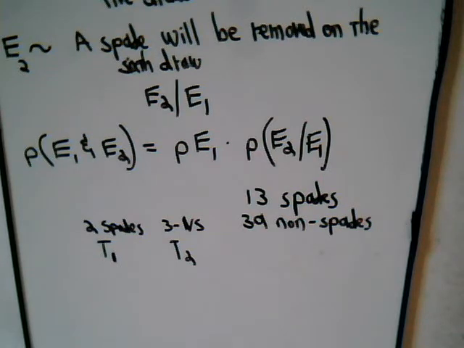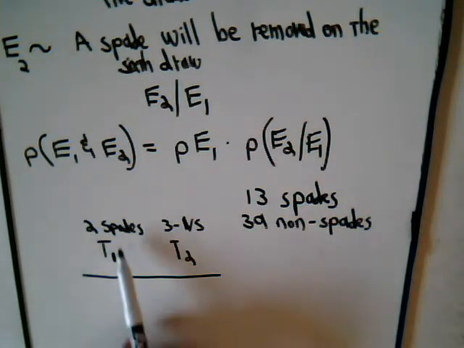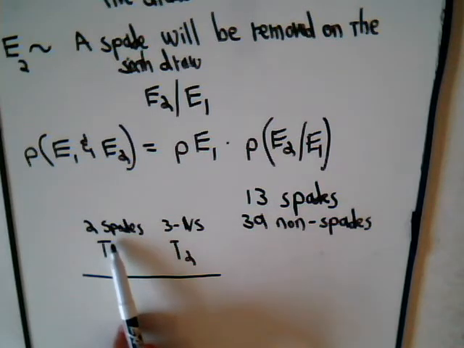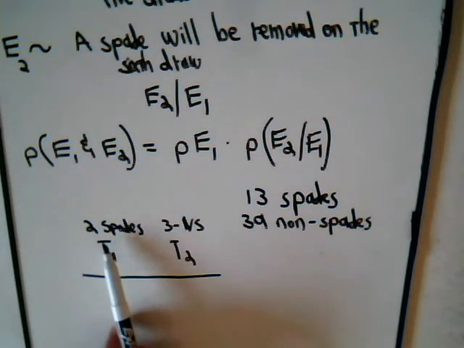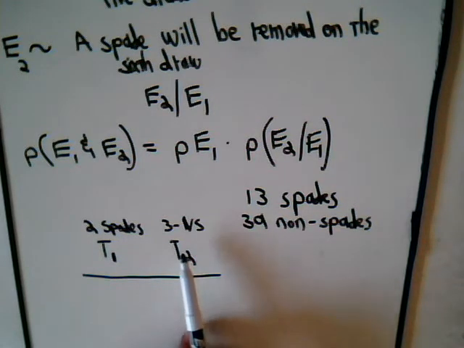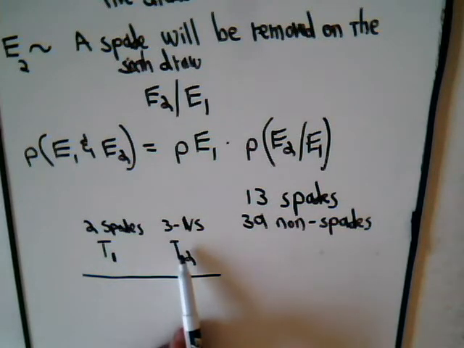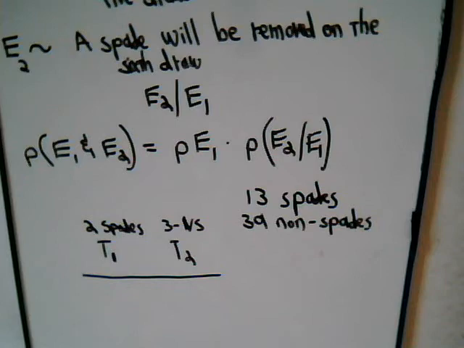Well, let's just think about this. That total would be in the denominator here. In the numerator, we're designating T1 as the task of removing 2 spades from the deck, and T2 as the removal of 3 non-spades from the deck. The number of ways that we can do T1 times the number of ways that we can do T2 tells us the number of ways that we can perform event E1, that is, the removal of 2 spades and 3 non-spades from the deck.